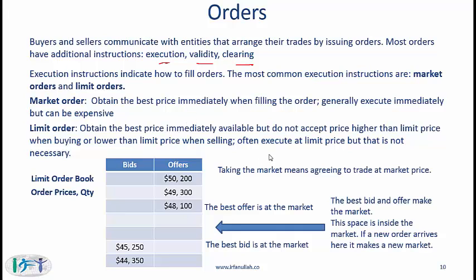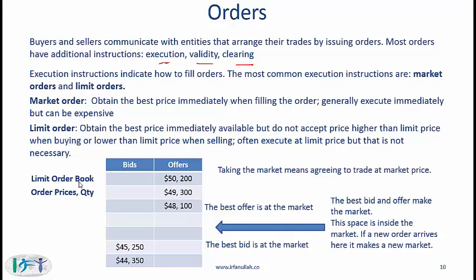Execution instructions indicate how to fill the order. The most common instructions are market orders and limit orders. Market orders obtain the best price immediately when filling the order. These generally execute immediately but can be expensive, because you are telling your broker that, look, I want to buy no matter what. So if the price is shooting up, then you might end up buying at a high price, and that is what makes this expensive.